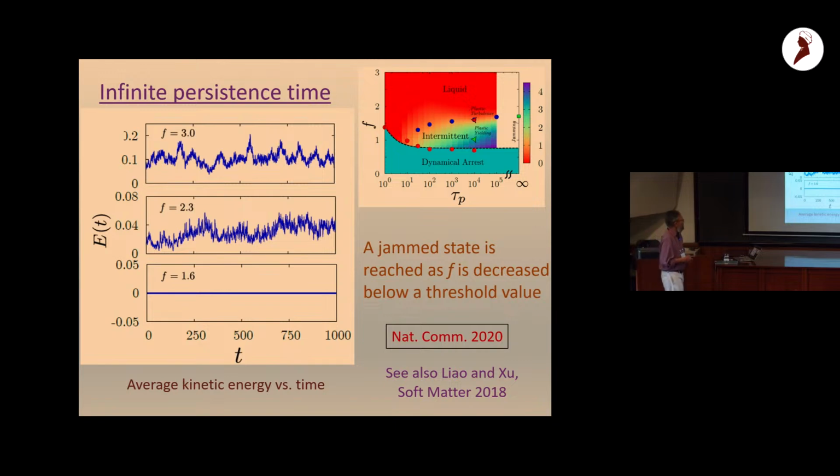So now what I'm going to do, in the remaining 20 minutes or so, is to look at this limit. Look at the properties of the liquid state as well as some properties of the jam state, and see how those properties differ from what you have in a standard system without activity. Okay?